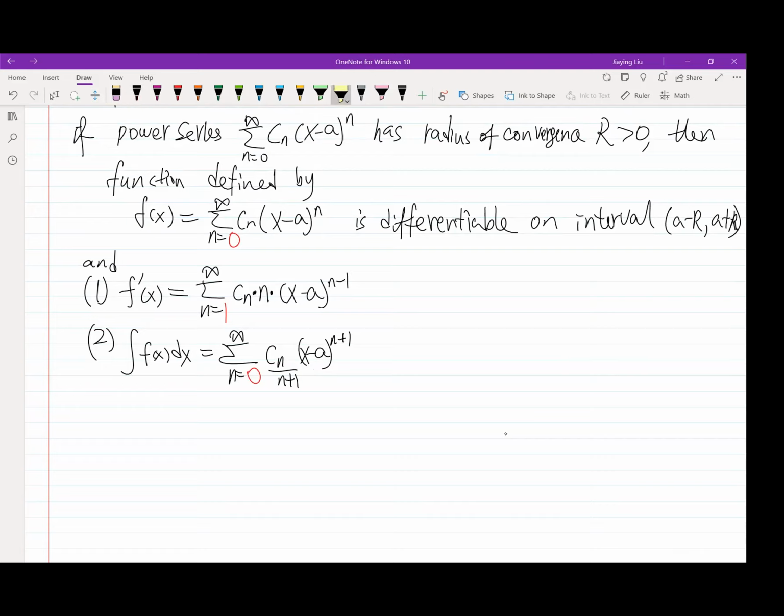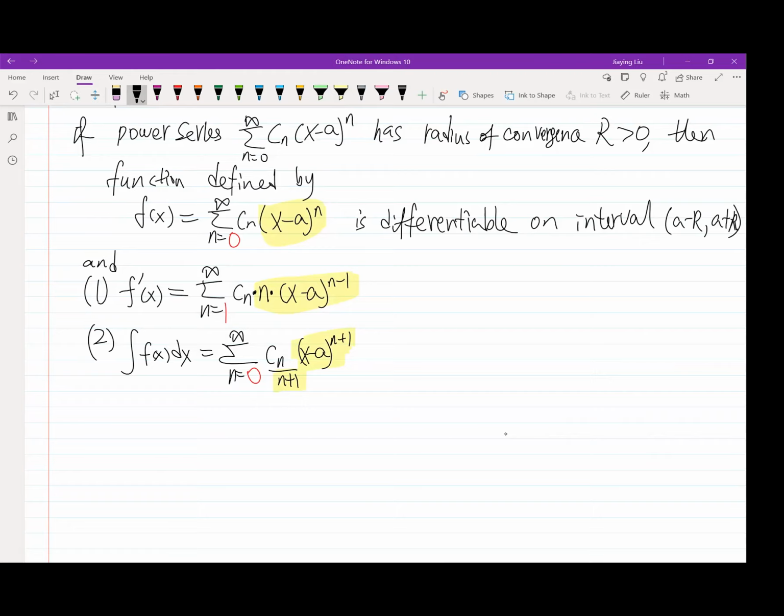So when you differentiate, you basically differentiate only this part, but then you still keep the sigma and the Cn there. So that's why you end up with this expression. When you integrate, you integrate only the x minus a to the n part, and you end up with x minus a to the n plus 1 divided by n plus 1. Just like we did with power functions before.